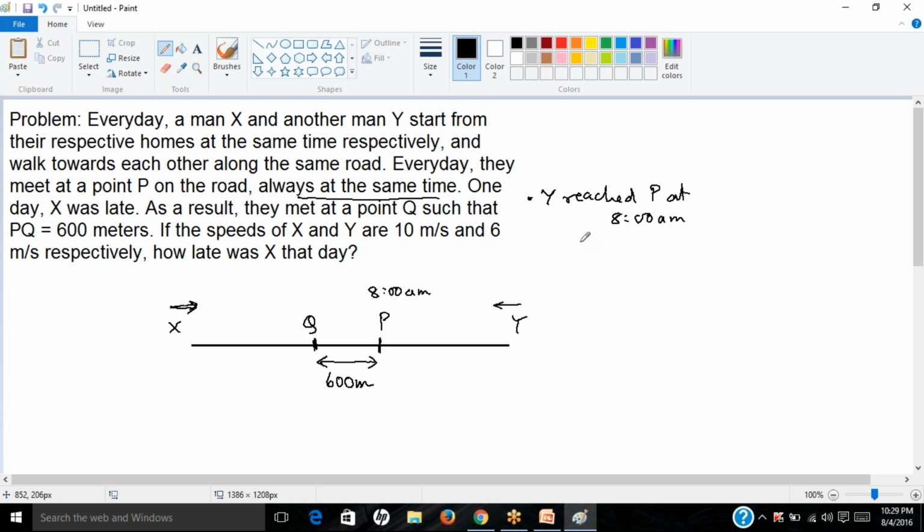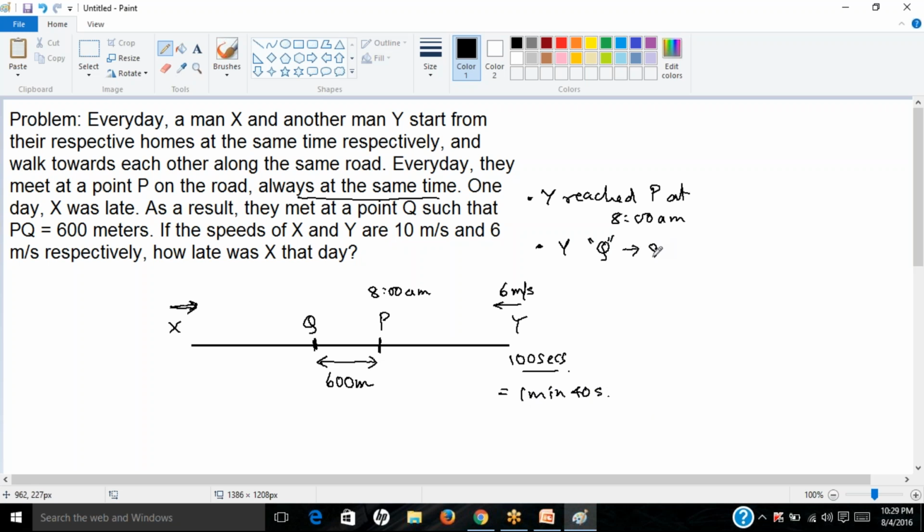Obviously X did not. But Y reached P at that point. But Y has to cross over, and Y is traveling at what speed? Y is traveling at 6 meters per second. So Y will reach Q. How long will it take? Y will take 100 seconds, right? To reach Q, because distance is 600, speed is 6. So the time taken is 100 seconds. So that is 1 minute 40 seconds, is when he will reach point Q.